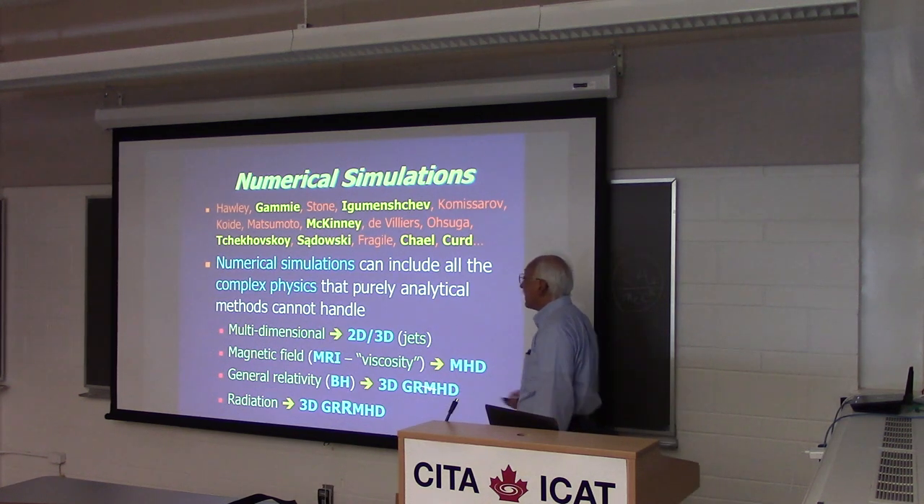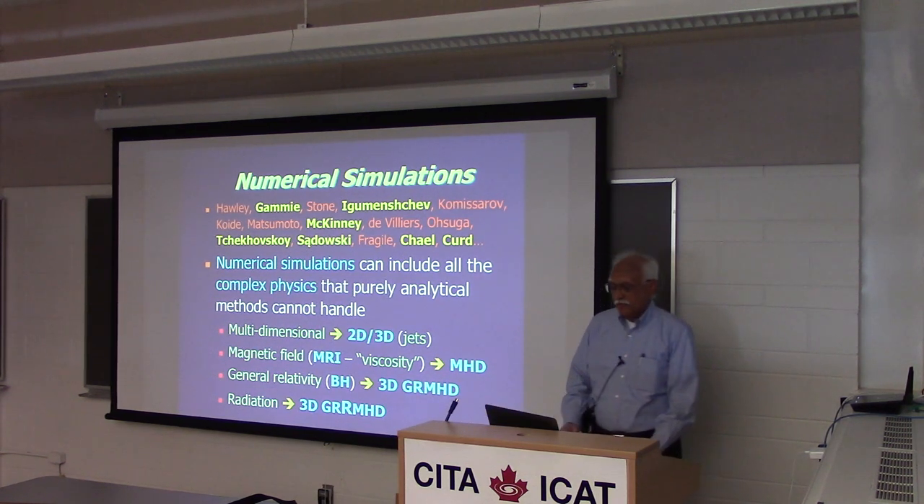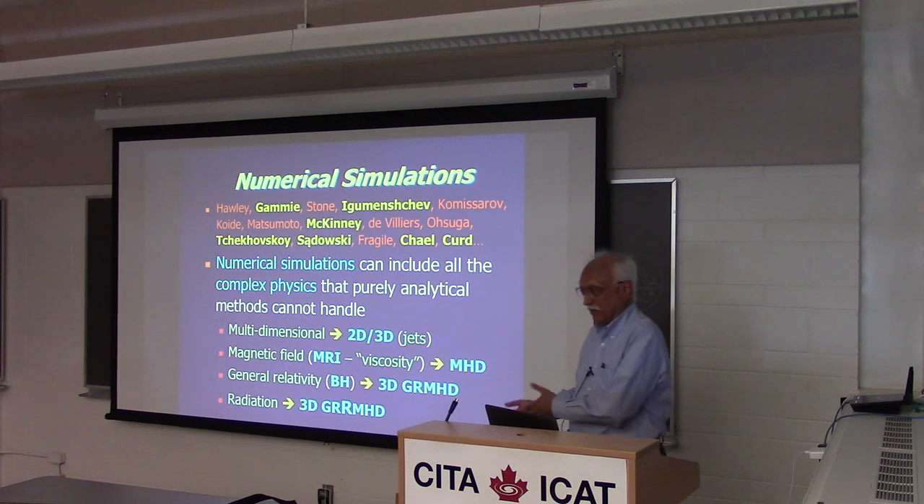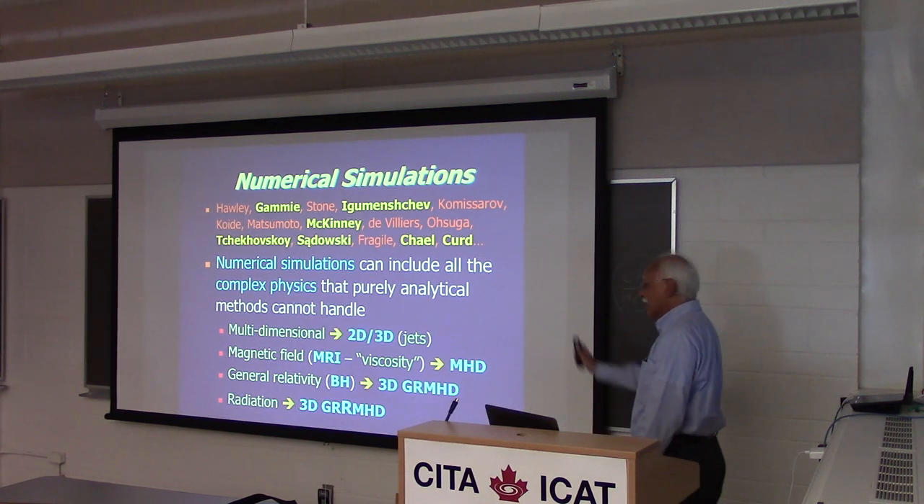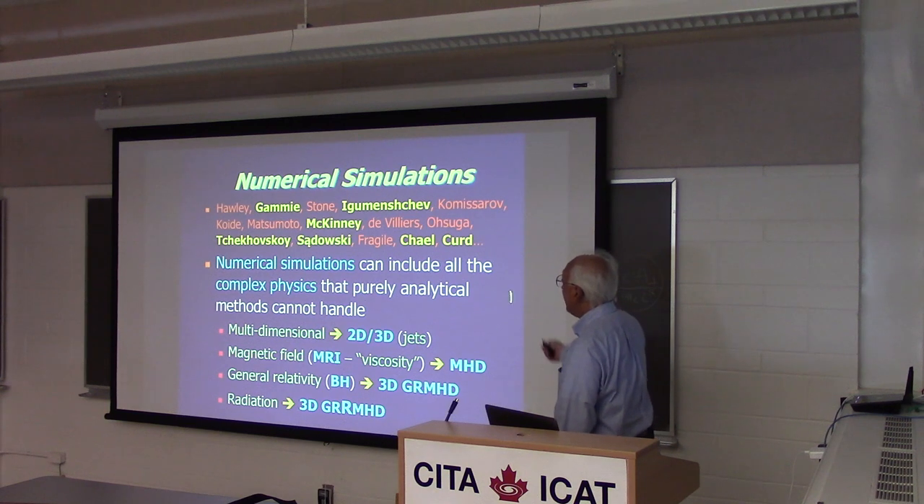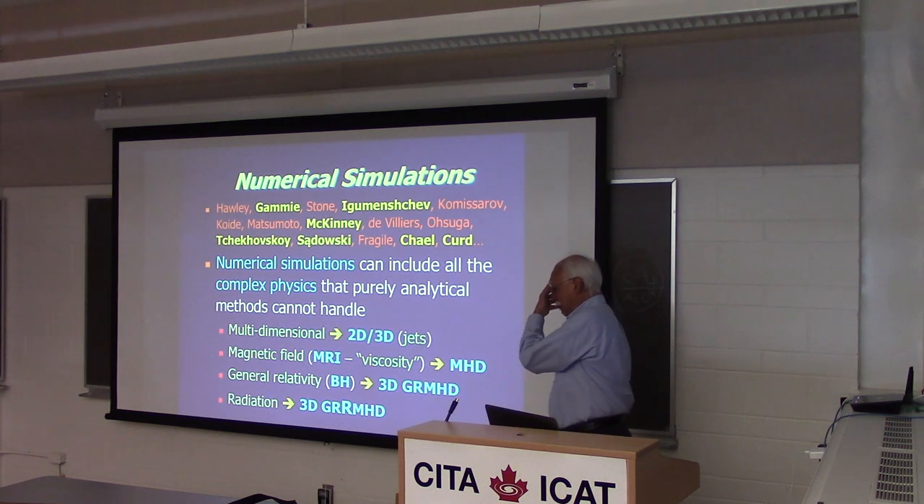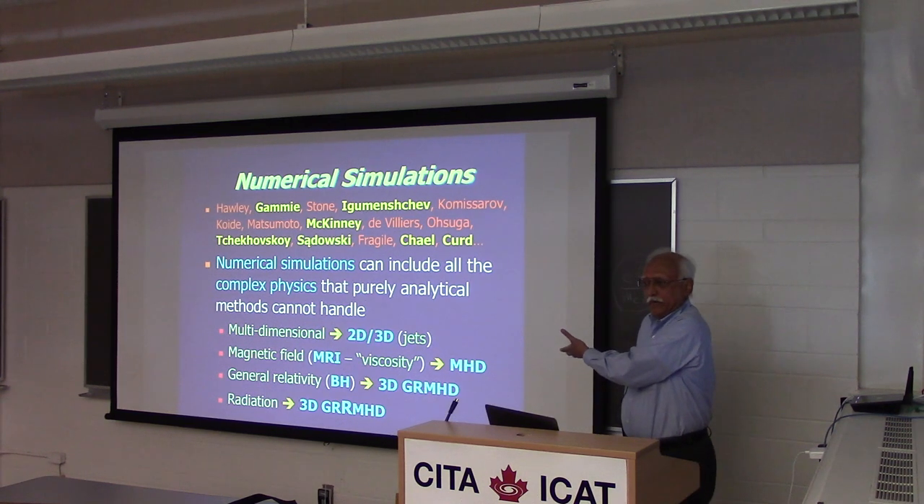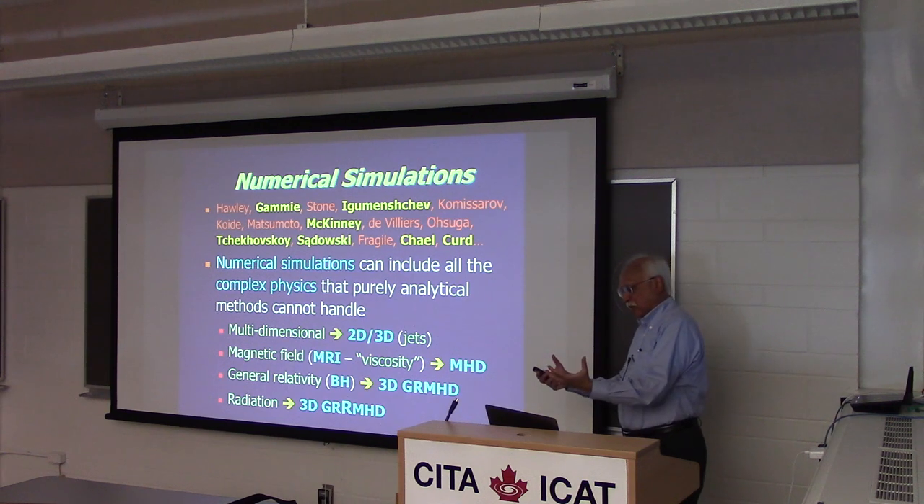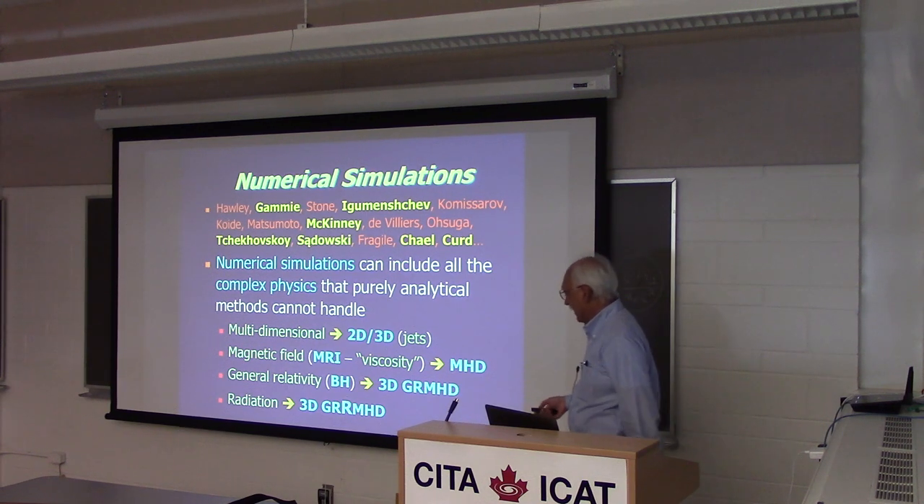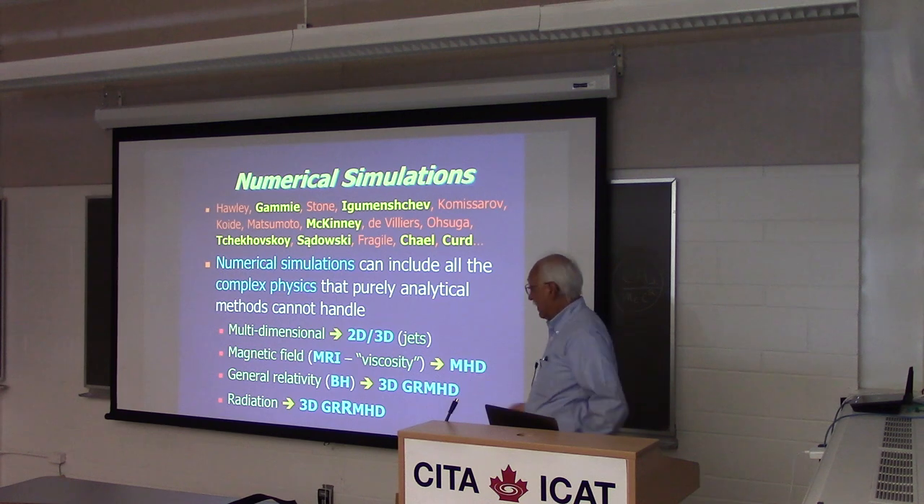Of course, you can include general relativity. So if I'm studying black holes, I don't want to do Newtonian physics. I want to use the proper metric. That's something you can do pretty straightforwardly in numerics. It just takes more computer time. The equations just look more cumbersome. There are many more computations, but nothing difficult in principle.